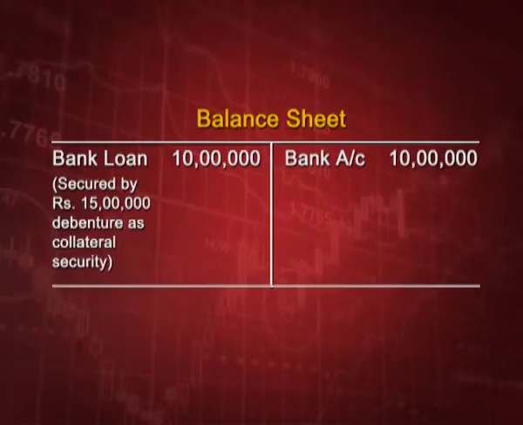On the liability side we will be showing bank loan 10 lakh, on the asset side we will be showing bank account 10 lakh, but below that bank loan we will be showing 'secured by rupees 15 lakh debenture as collateral security', right. So, we have mentioned the fact and we have not done any entry.